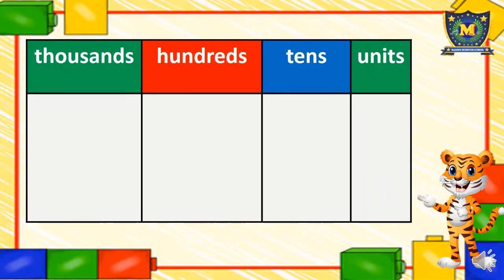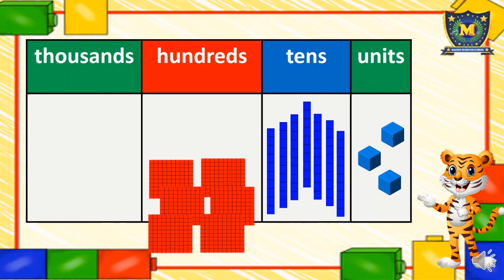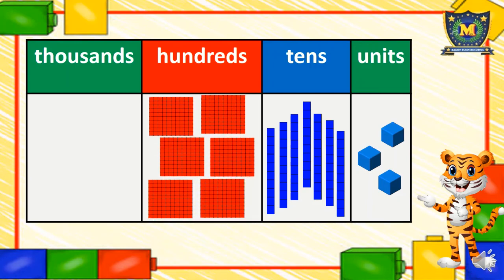Now for this example, let's put some units on the units place and tens on the tens place, and of course flats to make this more lively and fun. Now, let's start counting. Again, always start on the units place. We have here 3 units. For tens, we have here 7 rods. And for hundreds, we have here 6 flats.